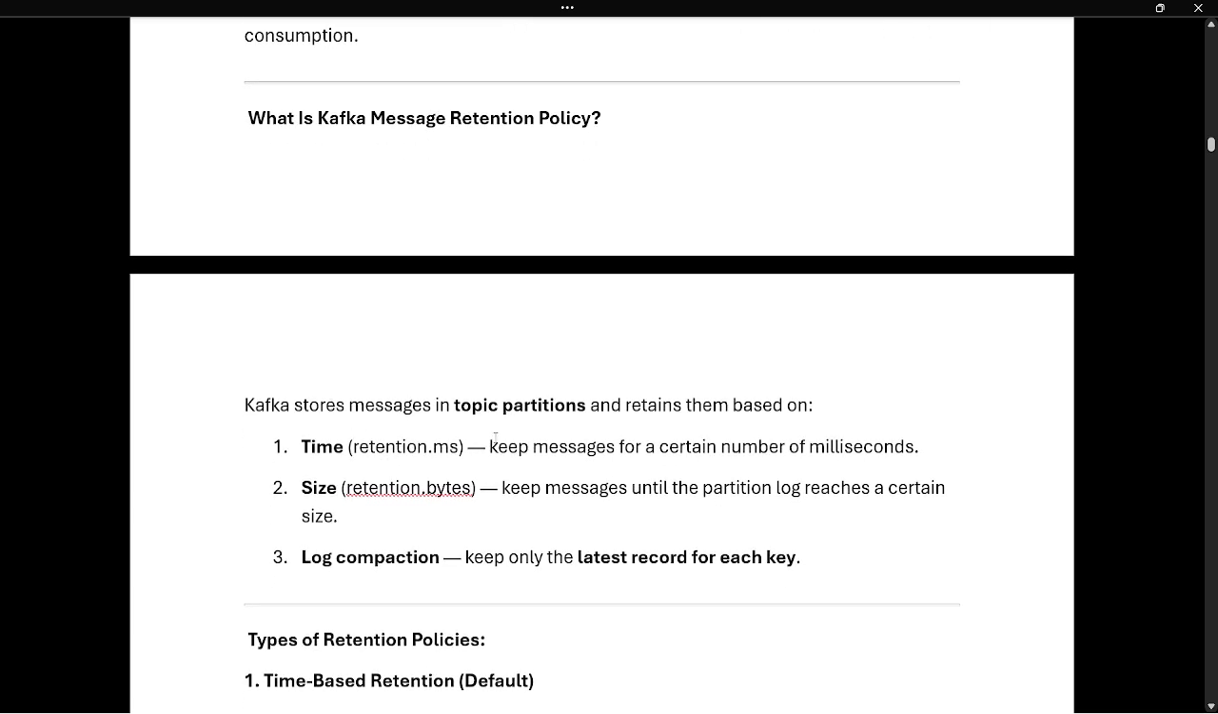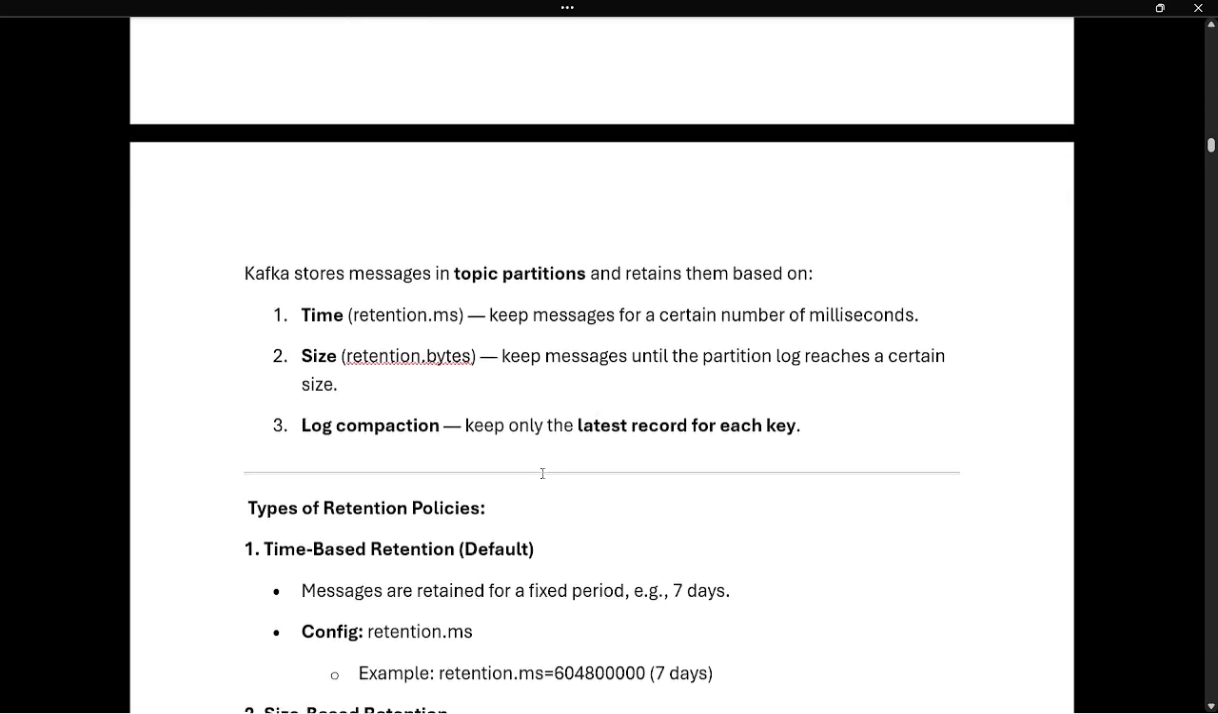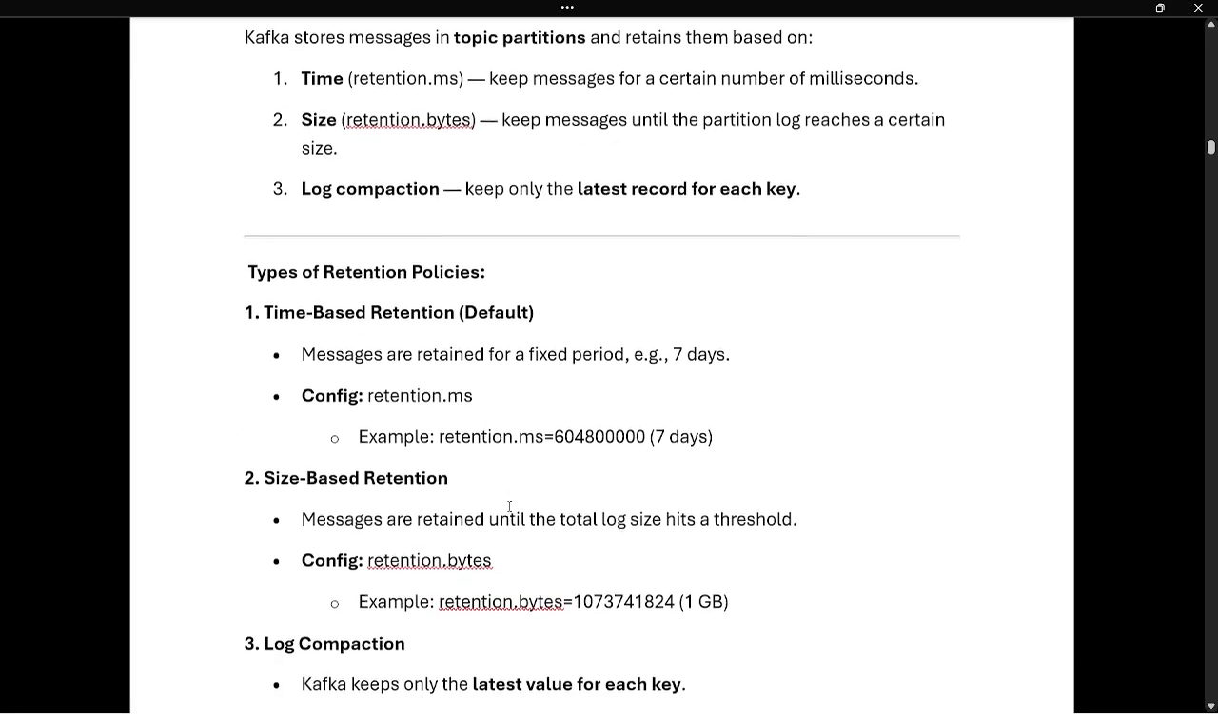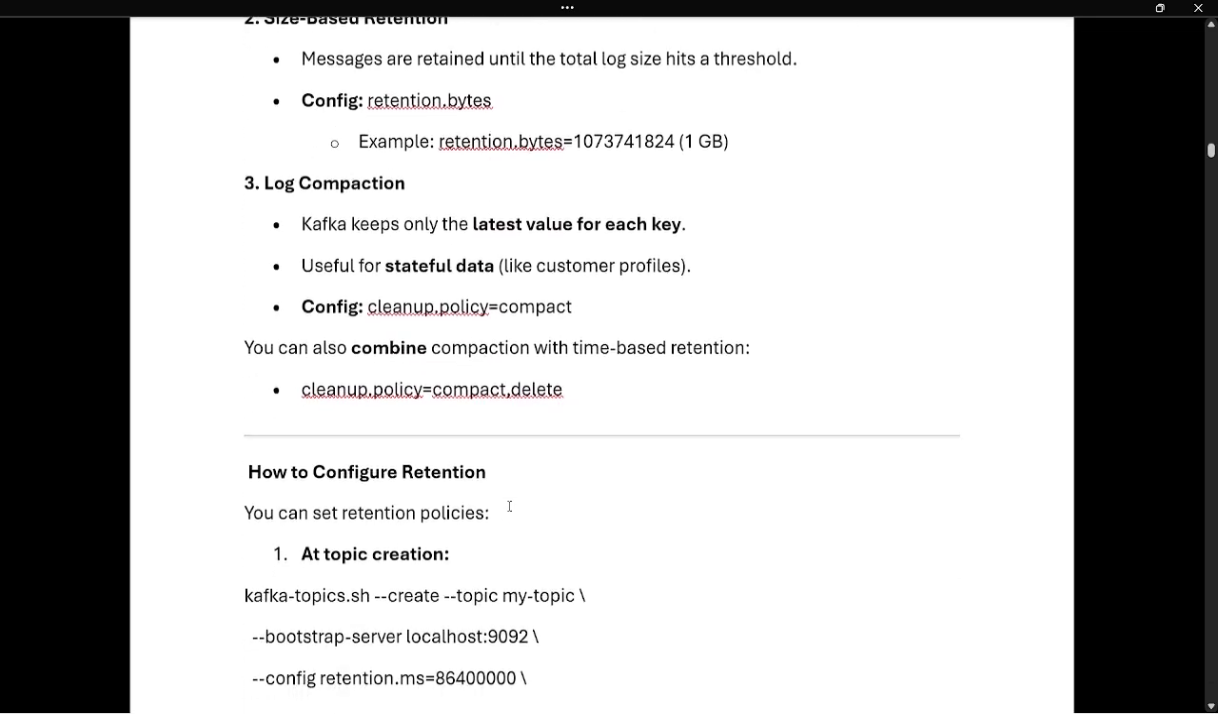Kafka stores messages in topic partitions and retains them based on time, size, or log compaction. So retention.ms, retention.bytes. Time-based means keep messages for a certain number of milliseconds. Size-based means keep messages until the partition's log reaches a certain size. Log compaction means keep only the latest record for each key. So there are three ways we maintain the retention policy: time-based, like 7 days, where we set retention.ms, or size-based, or log compaction.